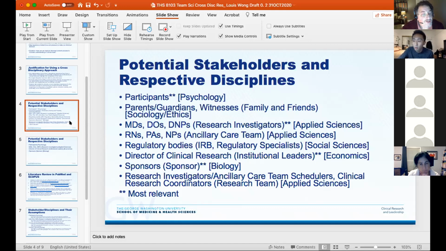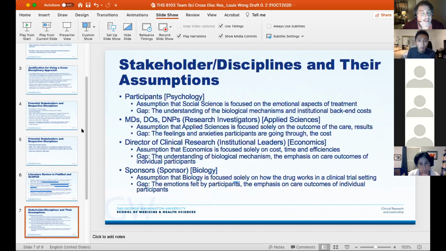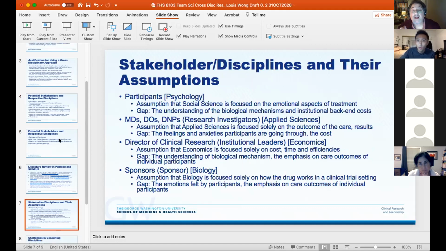Could you also look a little further into the assumptions? It's your slide 7. The assumptions are not the assumptions of individuals, they're the assumptions of the disciplines. So you put participants, assumption that social science is focused on the emotional aspects of treatment. That's not a true statement. The assumption of psychology is not focused on the emotional aspects of treatment.